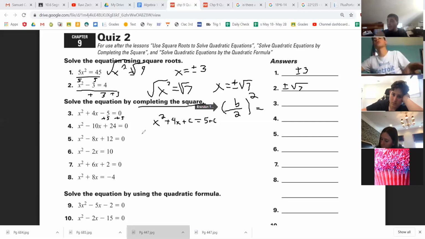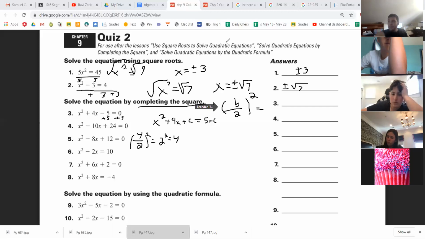All right. So, somebody already said it. It's 4, but let me just plug it in. B is the number next to x. So that's 4. 4 divided by 2 squared. Well, that's 2 squared. That's 4. So c is going to become 4. So this is going to become 4. And this c is going to become 4. On the right side, it's going to simplify to 5 plus 4, 9. So you add c to both sides of the problem? Yes. Absolutely important to add to both sides.